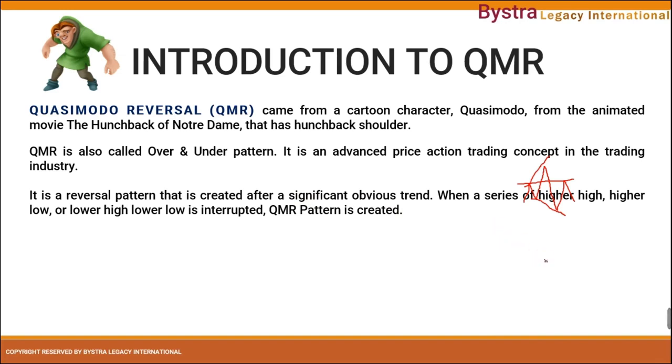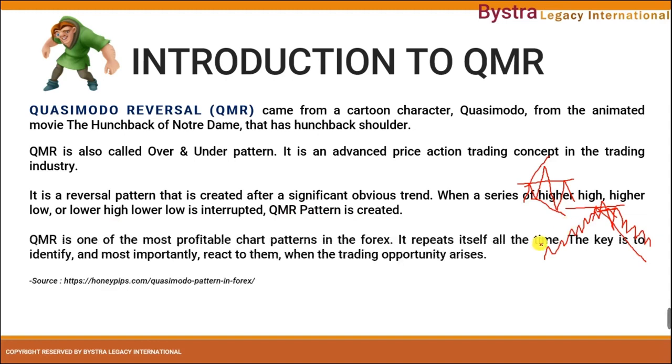So for example, when the trend is going upwards, and once it goes up to a certain stage, when price decides to come down, it won't just go up and then pop like that. No, definitely not. It will start to create a QM pattern. So it goes like this, comes back down, breaks the structure, comes back up again to retest this area, and then it will go on a downtrend. So when a series of higher high, higher low, or lower high, lower low is interrupted, this is where the QMR pattern is created.